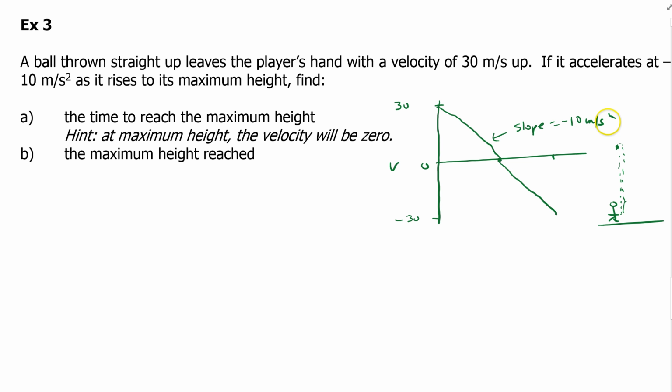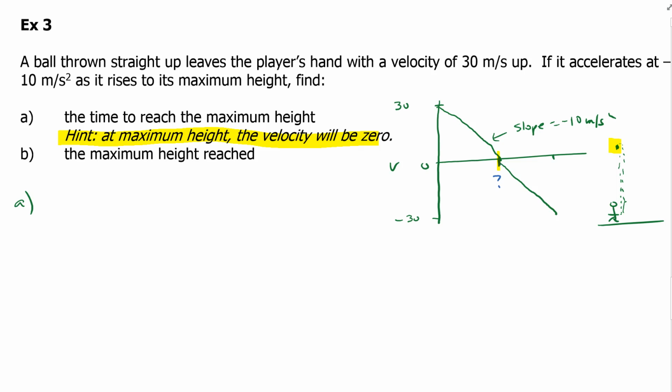So our first part is, what is the time to reach the maximum height? And I even give you a nice hint in this question. It says, at maximum height, the velocity will be 0. So this is the moment where it hits the maximum height. So what would this time be? How could we figure that out?